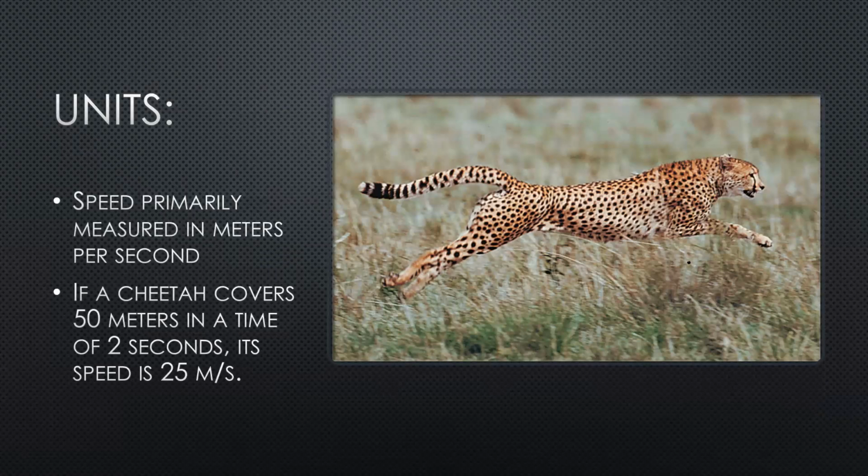Let's talk about units. We're primarily using the SI units of meters per second when we talk about speed. For example, the cheetah can run 50 meters every 2 seconds. So its speed would be 50 divided by 2. 50 meters over 2 seconds. That gives us 25, with the unit meters over seconds. So the units stay in our division problem there.